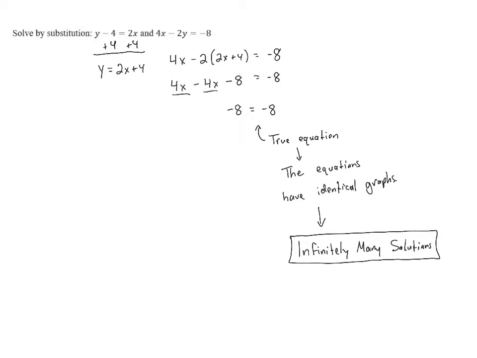Anytime we have a true equation, what that means is that when we graph the two lines, they end up being the same exact line. And when that happens, we say there are infinitely many solutions.